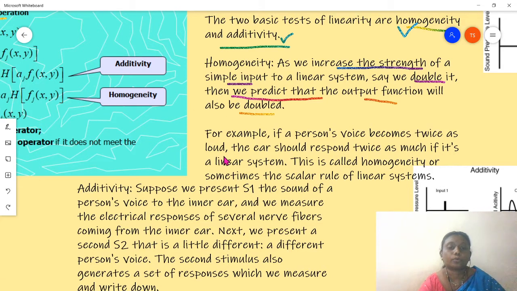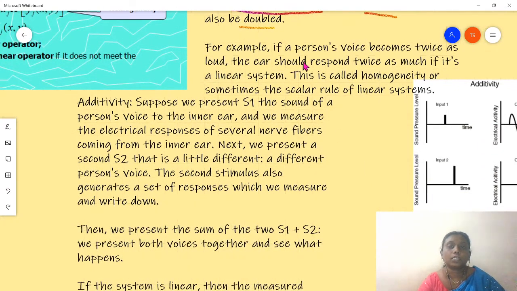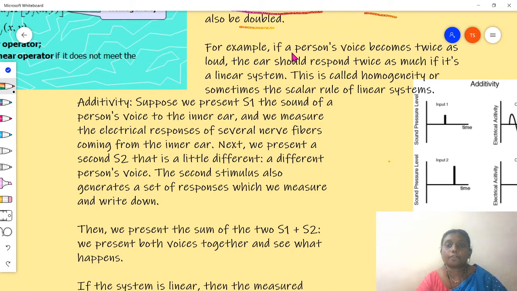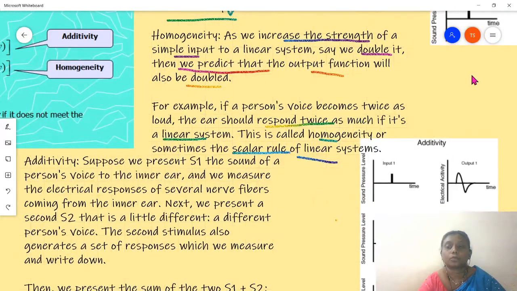And here I'll give an example for the homogeneity. Suppose a person's voice becomes twice as loud, then the ear should respond twice as much. So the ear is responding twice. It means the system is a linear system, and this is called the homogeneity. Sometimes we also call it the scalar rule of a linear system. And I'll show an example picture for the homogeneity.